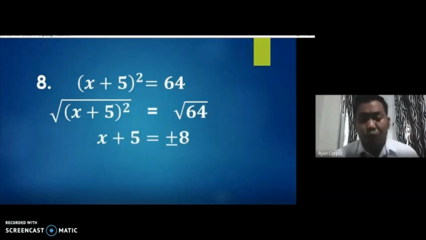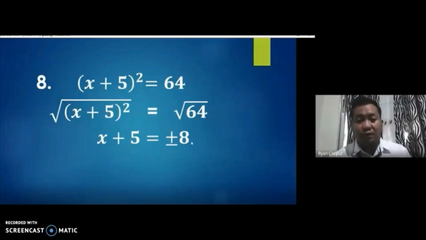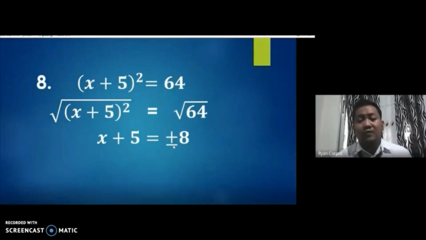But we're not yet through. Why? It's because there is still a constant term together with x, that plus 5. That plus 5 here, we still have to simplify it because this 5 and this 8 are both constant terms. So we still have to combine them as 1. Yun nga lang, since positive, negative 8 yan, para hindi tayo malito, we have to separate both equations.